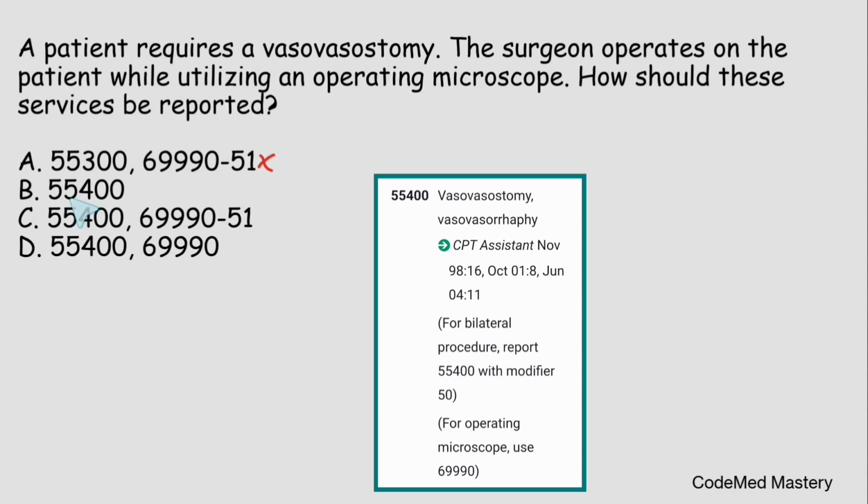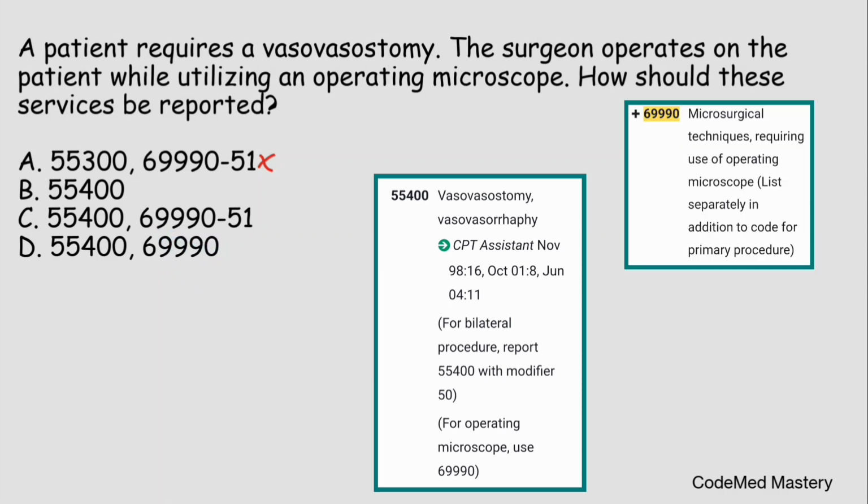In option B they have only mentioned 55400. In option C and D they have mentioned 69990. So what is 69990? The code 69990 is for microsurgical technique requiring use of operating microscope. And below the code 55400 you can see they have mentioned, for operating microscope use 69990. In the scenario they have mentioned the surgeon utilizes an operating microscope, right? So we have to use the code 69990. Therefore option D is the right answer.